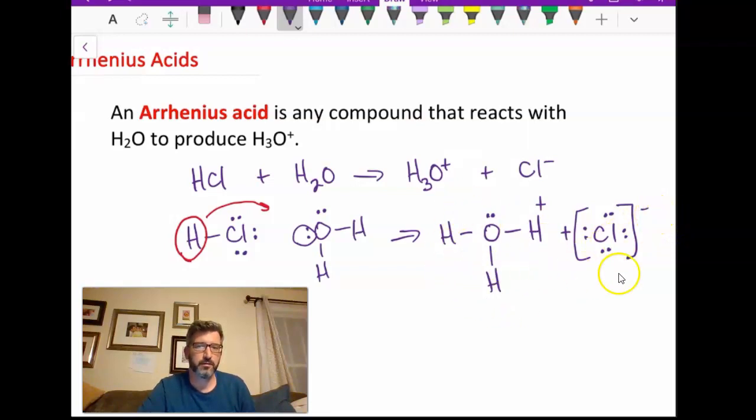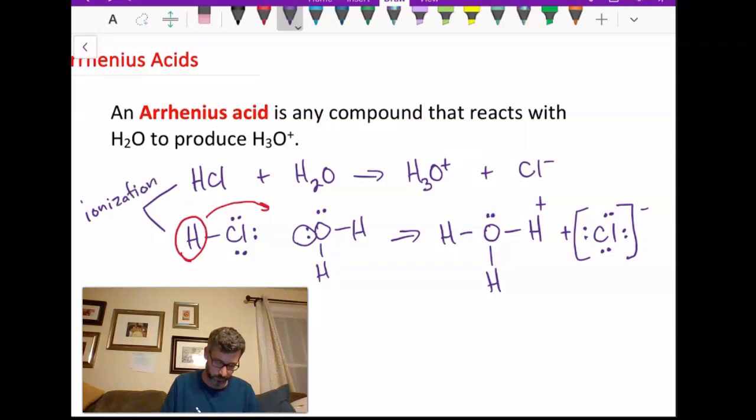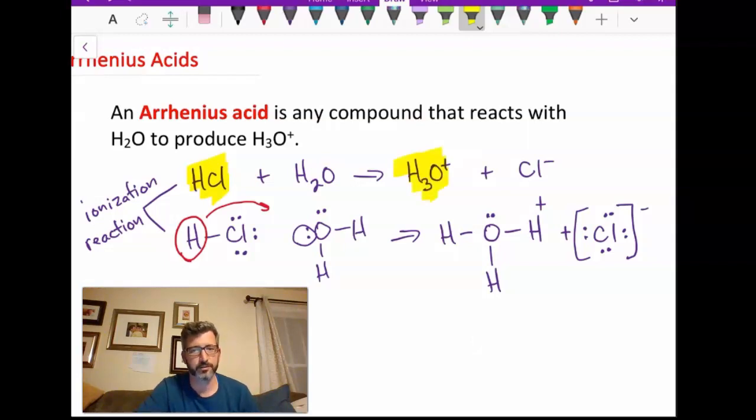So we have hydronium and we have chloride, and that's what we call an ionization equation. So either one of these two you can label as an ionization reaction or equation. Okay, and that's what makes HCl an acid, the fact that it's able to react with water to produce hydronium.